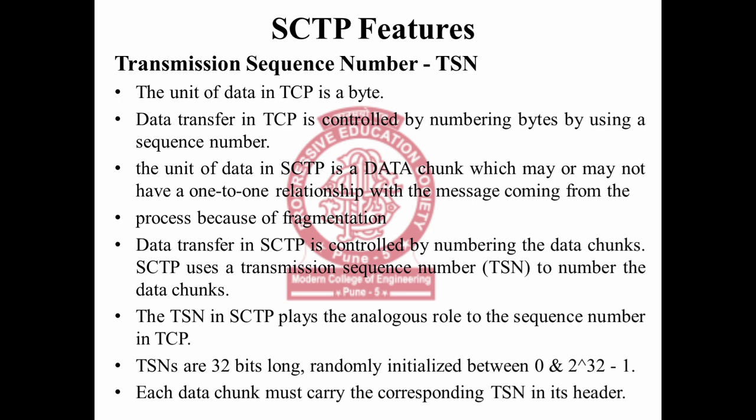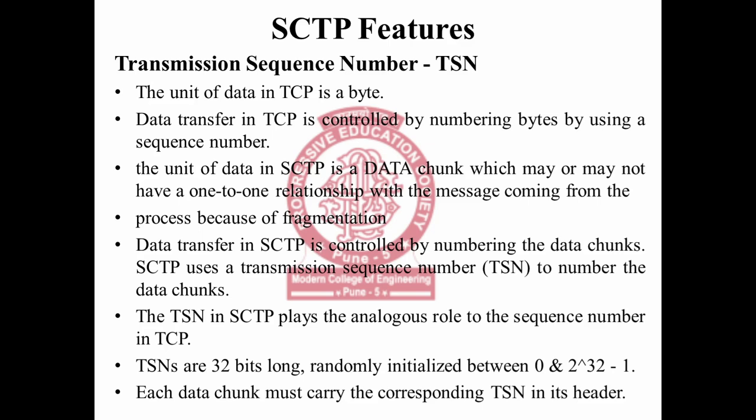SCTP has a transmission sequence number, TSN. The unit of data in TCP is a byte. Data transfer in TCP is controlled by numbering the bytes using a sequence number. The unit of data in SCTP is a data chunk, which may or may not have a one-to-one relationship with the message coming from the process because of fragmentation.